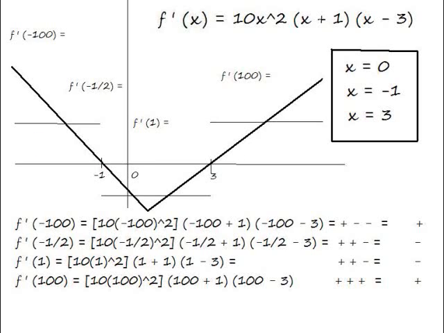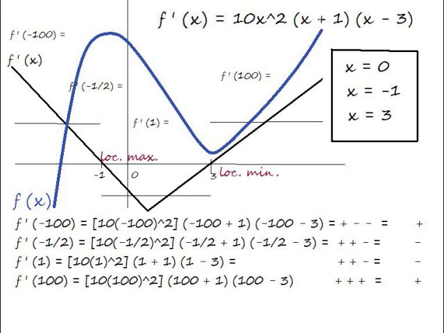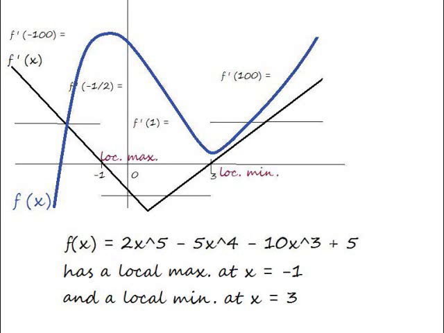And this information allows me to guess that the original function has a local maximum at negative 1 and a local minimum at 3, since these are the places where the first derivative of that function changes from positive to negative or negative to positive.